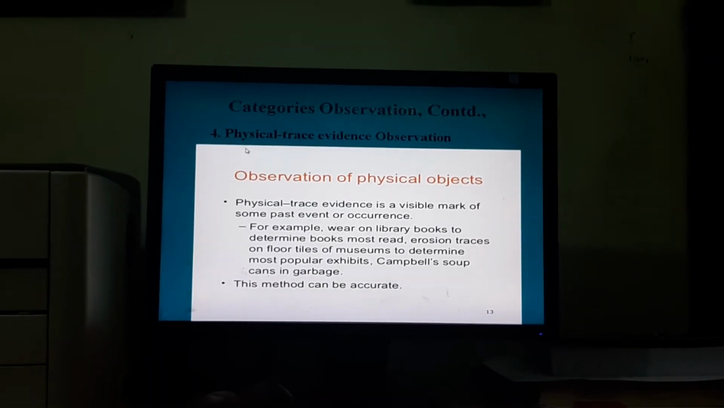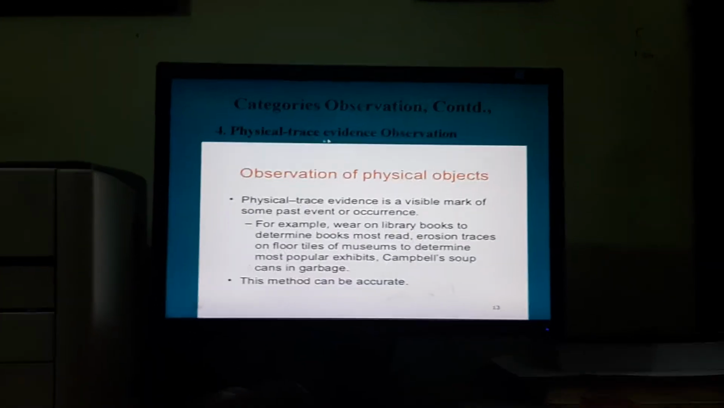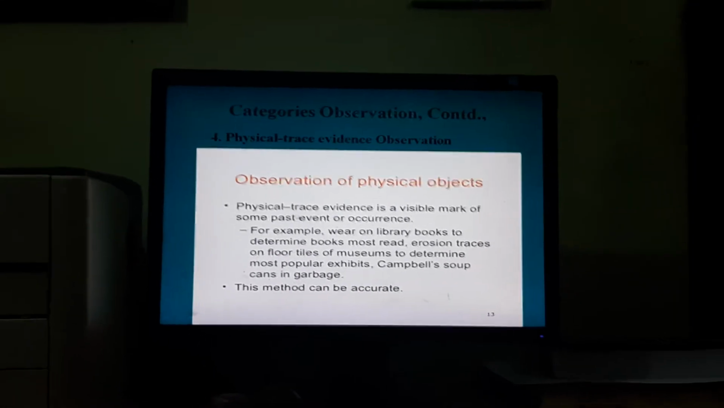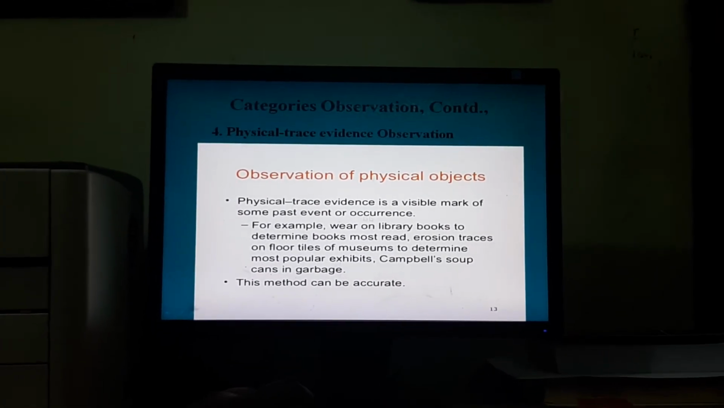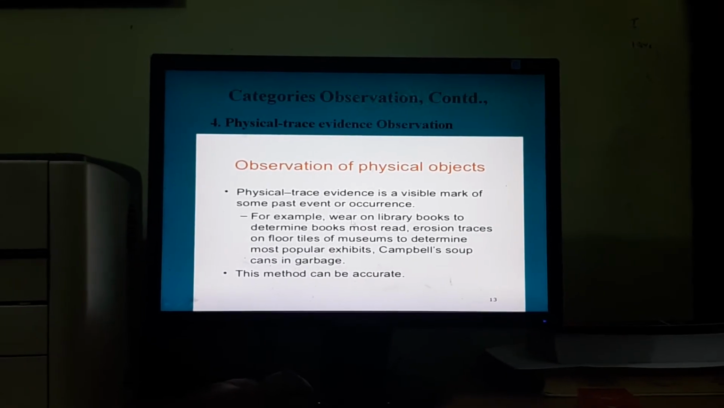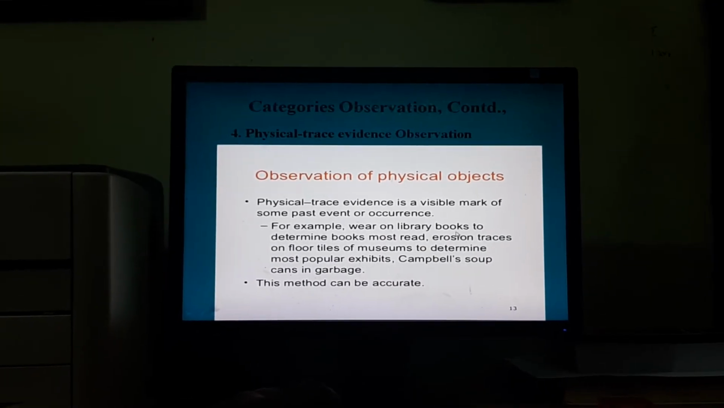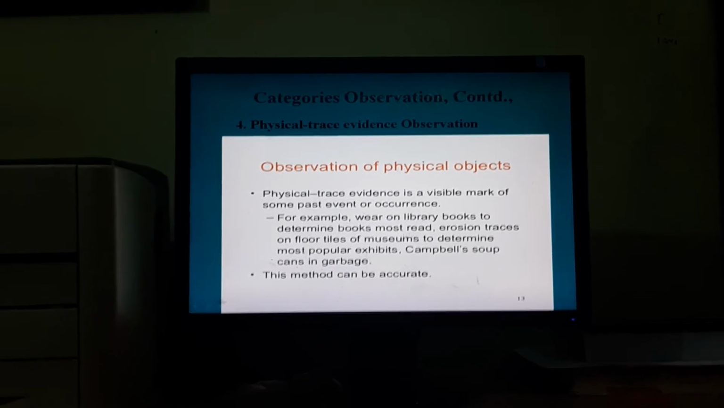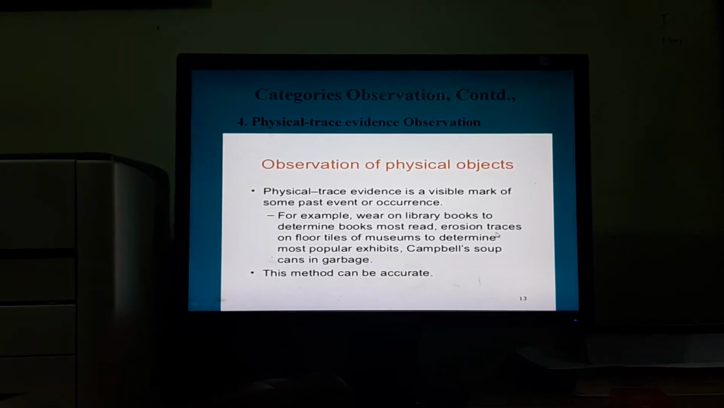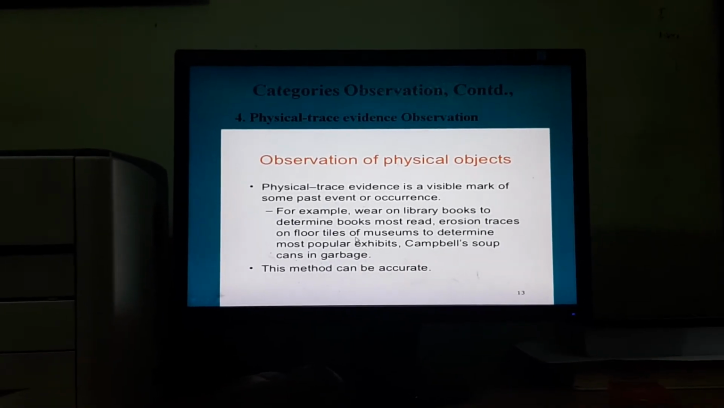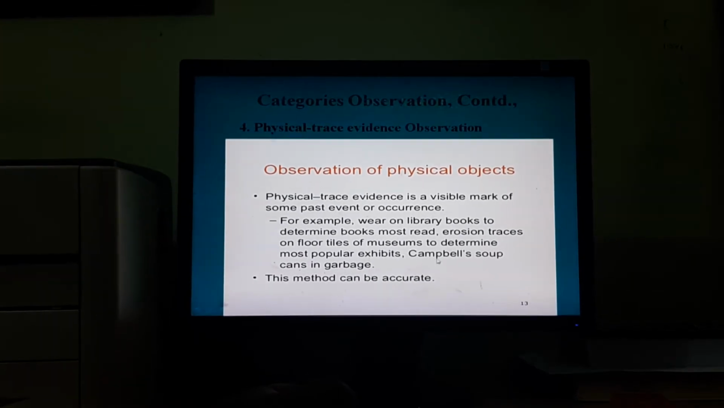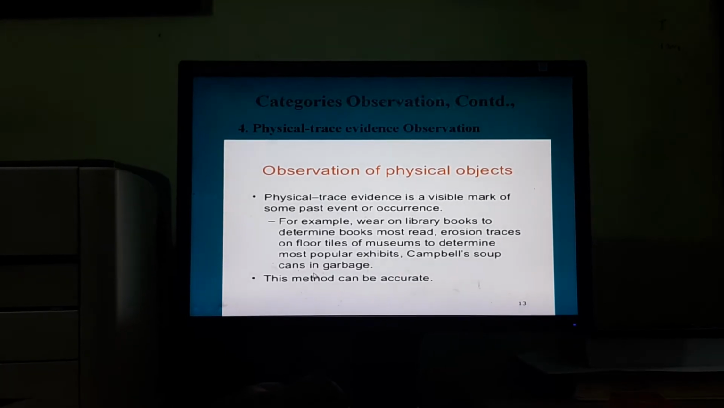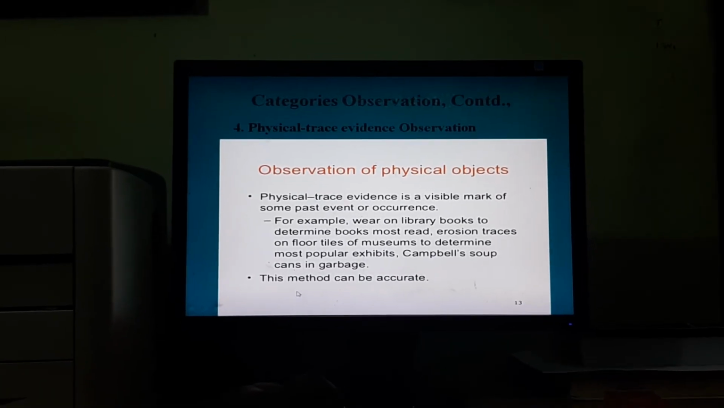The next observation technique or category is physical trace evidence observation. Physical trace evidence is a visible mark of some past event or occurrence. For example, wear on library books to determine the books most read, erosion traces on floor tiles of museums to determine the most popular exhibits, Campbell's soup cans in garbage. This method can be accurate.